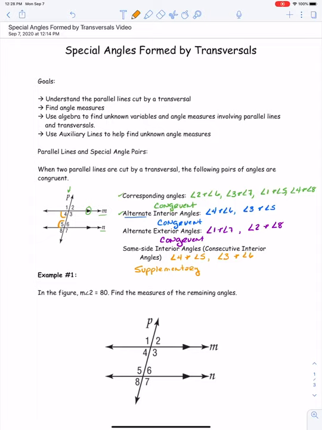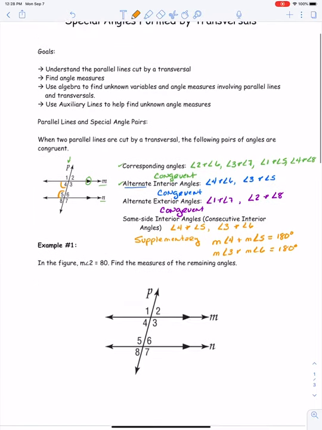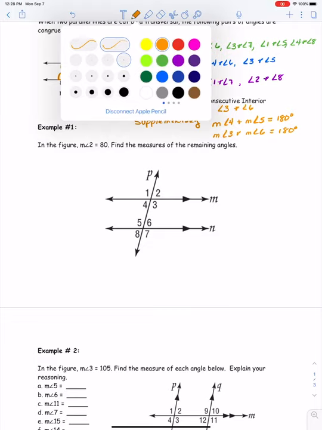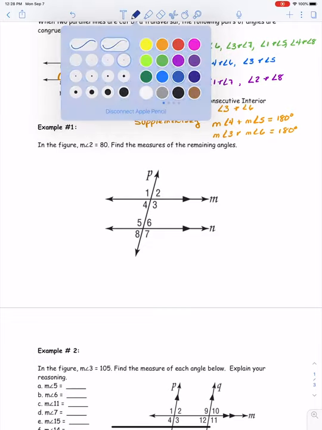That means that the measure of angle 4 plus the measure of angle 5 is equal to 180 degrees. And the other pair too, the measure of angle 3 and the measure of angle 6 is equal to 180 degrees. That is very important for us when we get back into the rest of our conversation. Okay? So let's put all these special angles to work and do a problem. Okay? So let's look at our problem here.